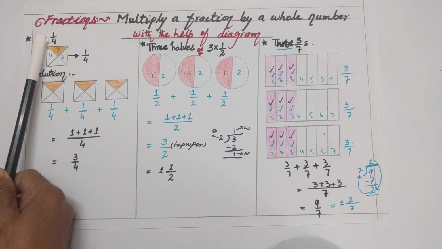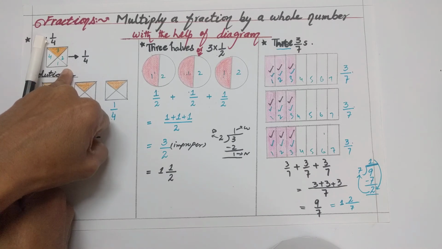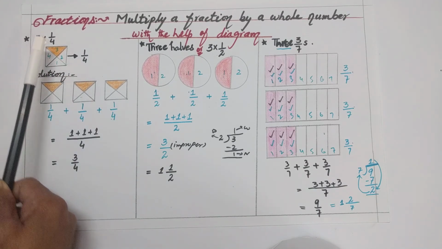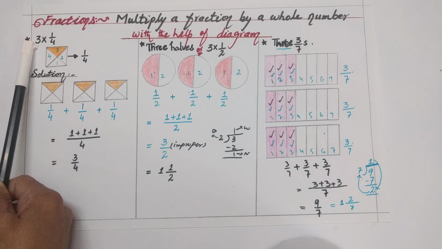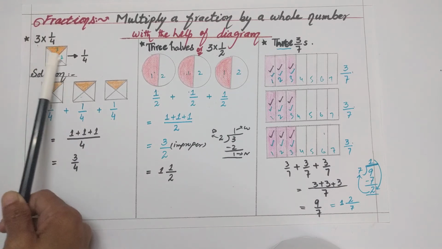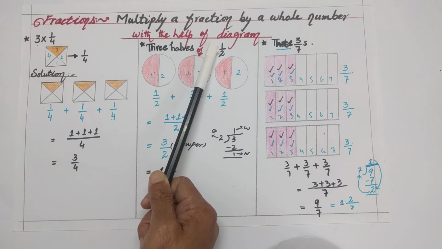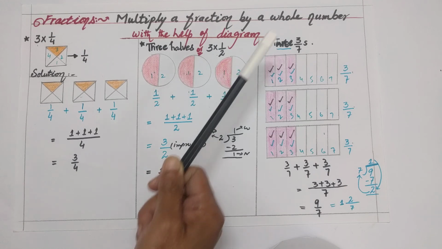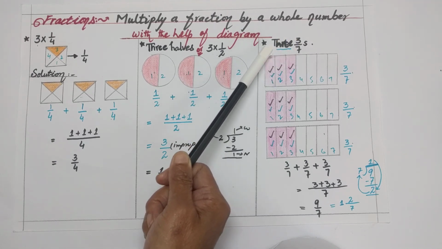Firstly you will check the fractional part. As your fraction is 1 by 4, your main diagram will be according to your fraction, and then you will repeat that same diagram according to the given whole number. As your whole number was 3, we have to repeat this same diagram 3 times. Here we have 1 by 2, so our main starting diagram will be 1 by 2, and we will repeat that diagram 3 times. Here we have 3 by 7, so the main diagram will be according to 3 by 7, and then we will repeat that diagram 3 times.